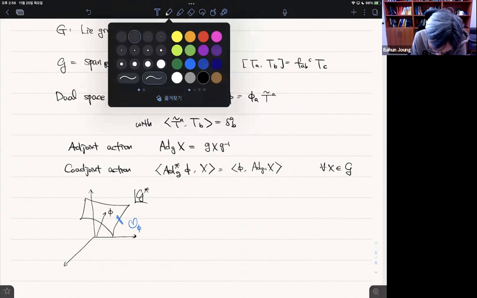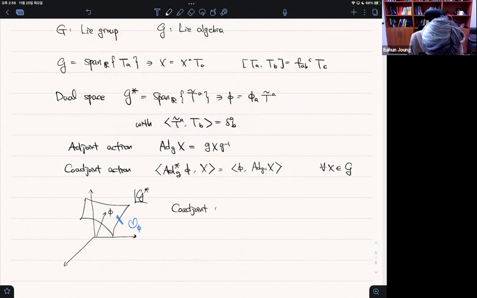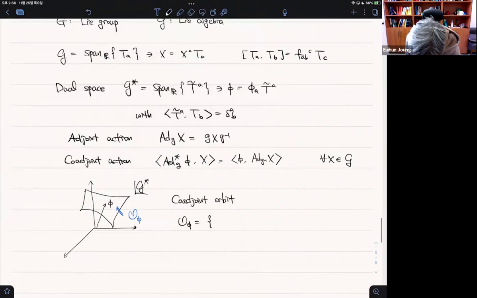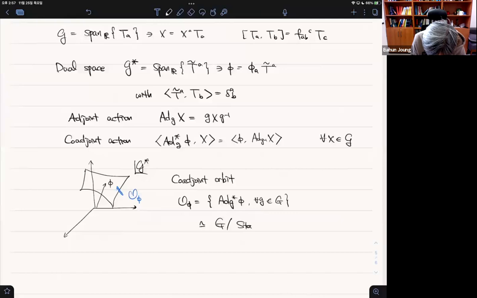So this coadjoint orbit of phi is something which is obtained by acting on phi with g, for any group element. And then we understand this is the same as G modulo the stabilizer of phi. Because when I move around, there will be a stabilizer which does not transform these guys, and all the other points are uniquely associated to elements in this coset. So in this way, we can understand the coadjoint orbit is like that.